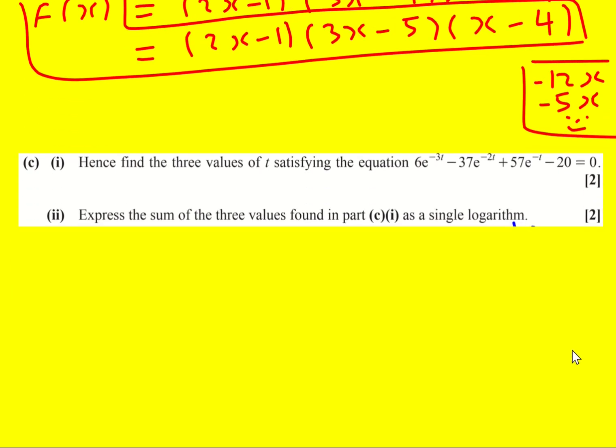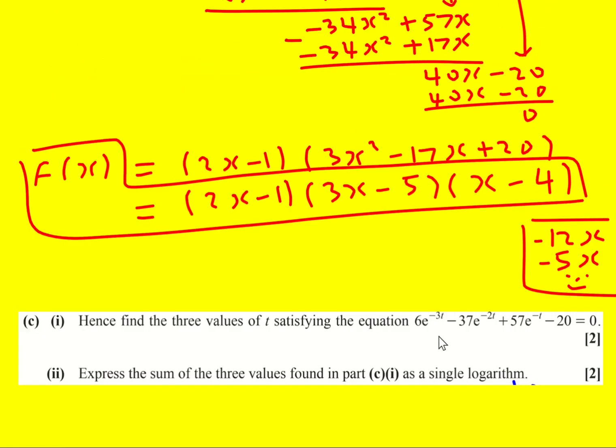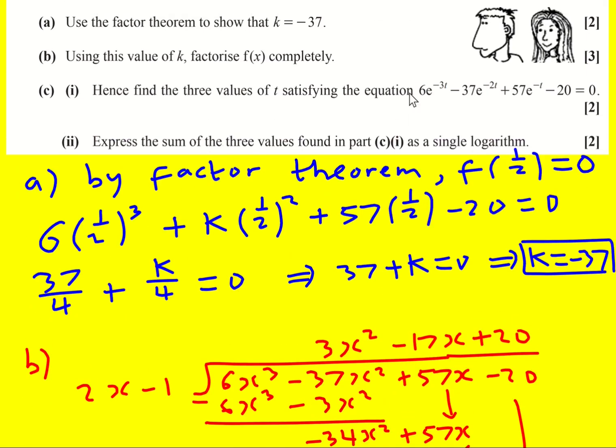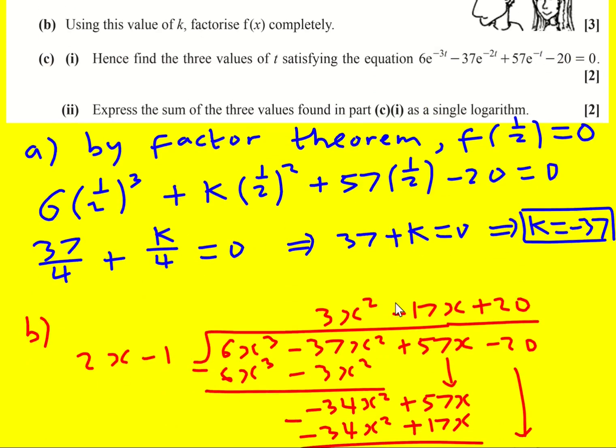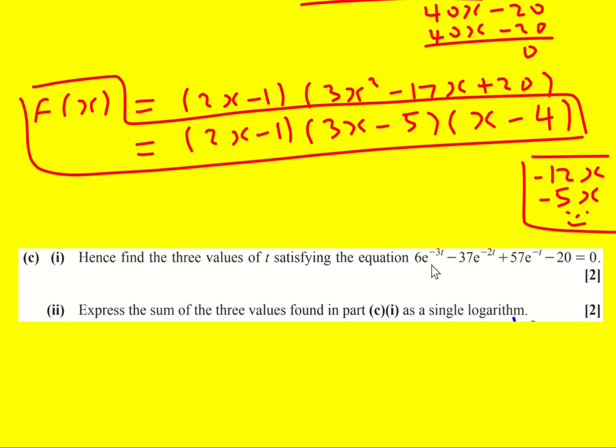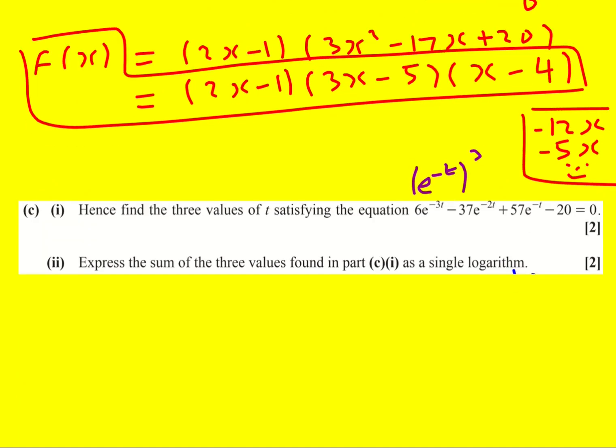Okay, hence find the three values of t that satisfy this equation. And this is very similar to what we have. It's just we had x cubed, and now we've got e to the minus 3t. Now that can actually be written as e to the minus t, cubed. So it is in fact a hidden cubic in terms of e to the minus t.